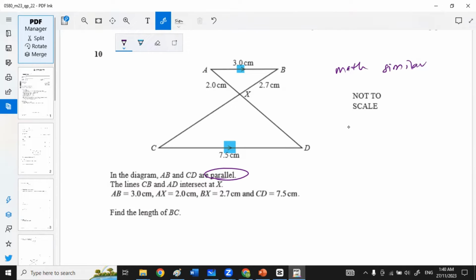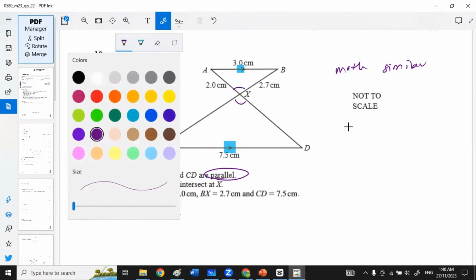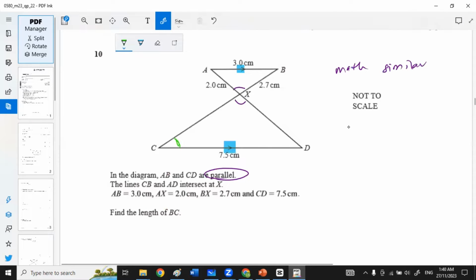Okay, indirectly, as we know, this angle equals this angle, and this angle should equal this, because these two are parallel, and then this angle should equal this. Therefore, you should get two triangles: here A and B, and the other, bigger triangle, X is D and C. So this is 2.7, this is 2, this is 3, this is 7.5.